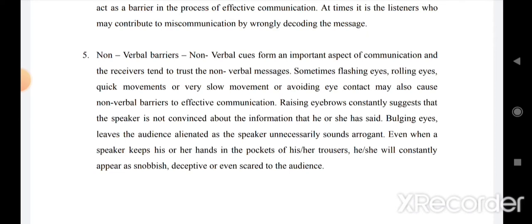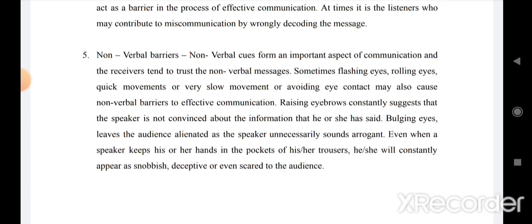It's a kind of unconscious movement of your body part, right? Like if you're not convinced yourself and you're trying to convey that message to the other person, automatically your eyebrows are going to be raised. Then there are bulging eyes, which leave the audience alienated as the speaker unnecessarily sounds arrogant, even when the speaker keeps his or her hands in the pockets of his trousers. Now, putting your hands in the front pocket of your trousers is considered very disrespectful. The person will come across as snobbish.